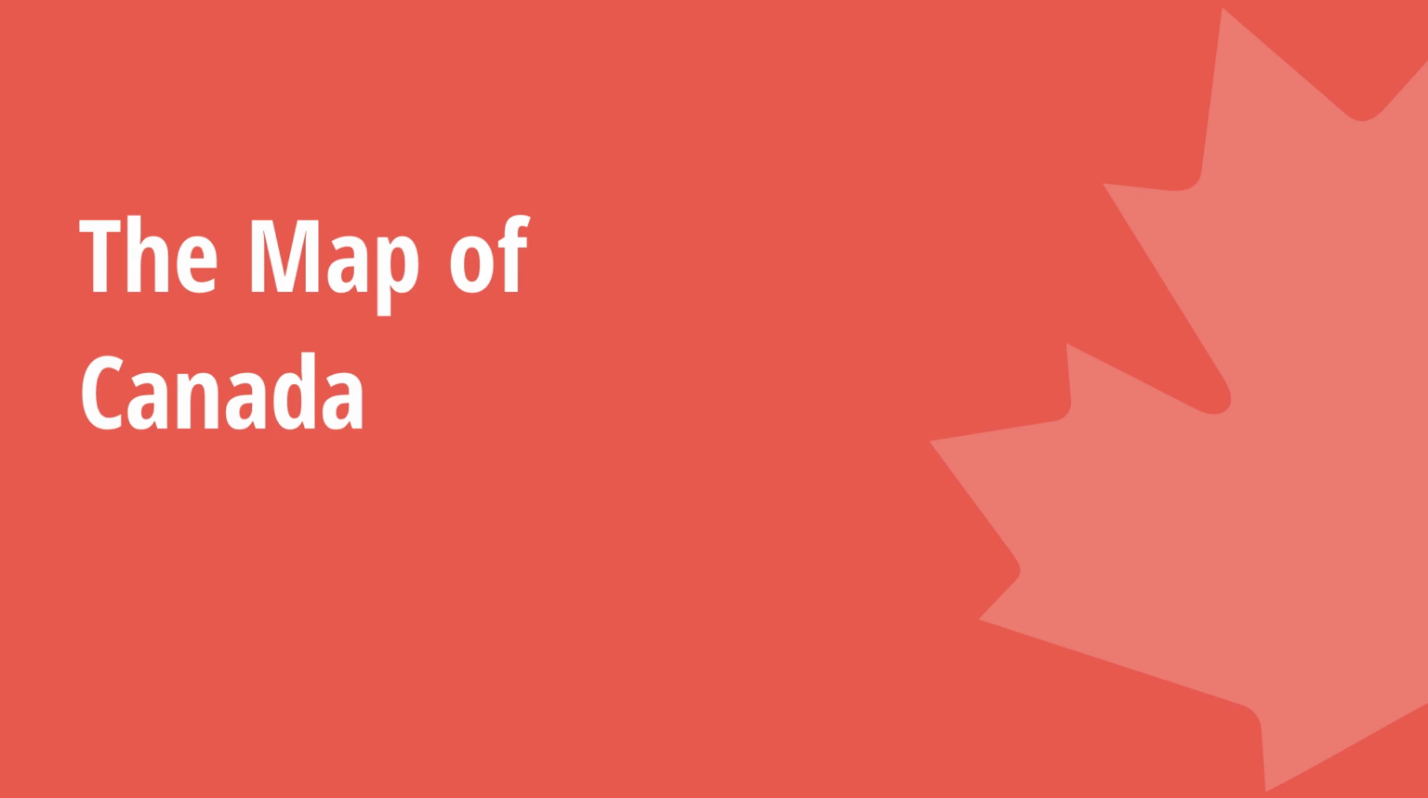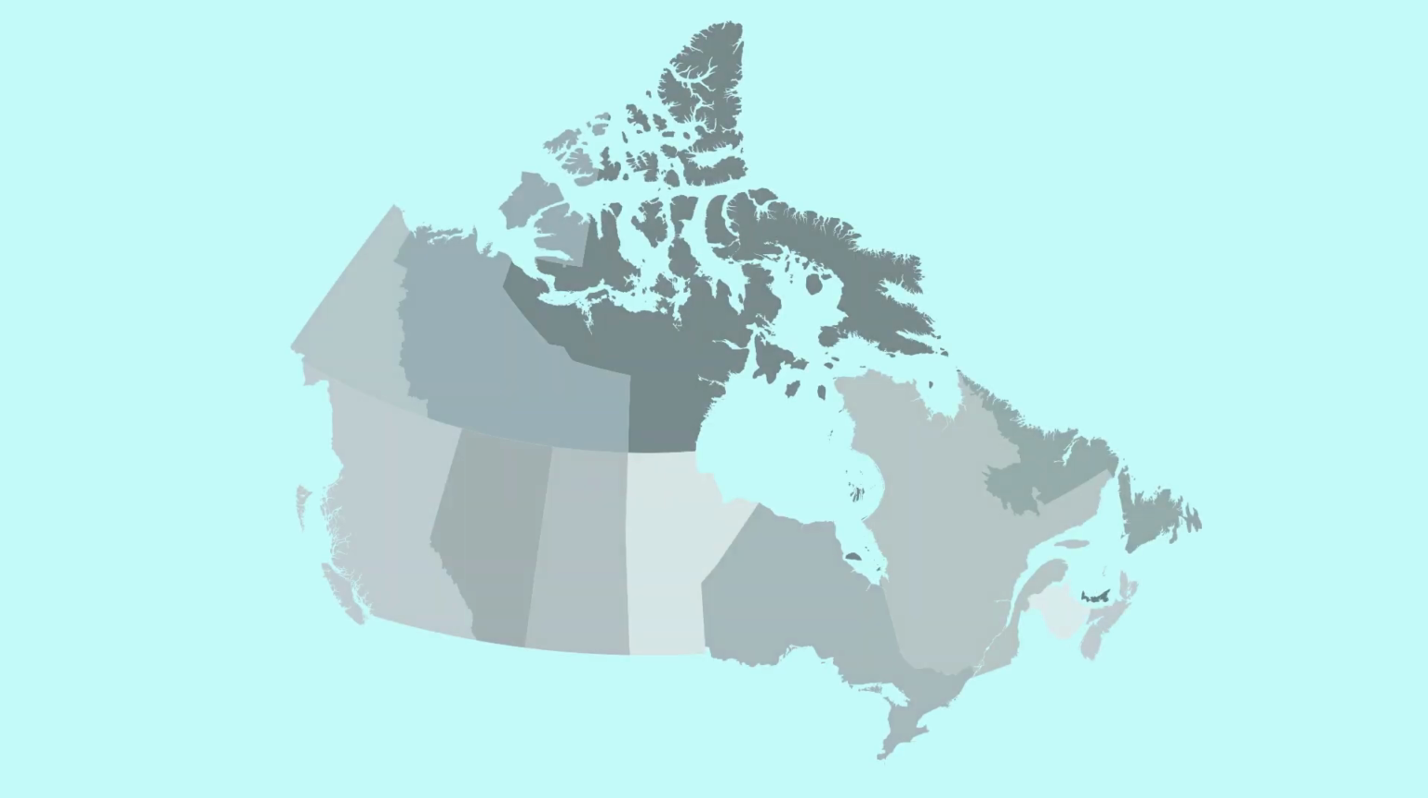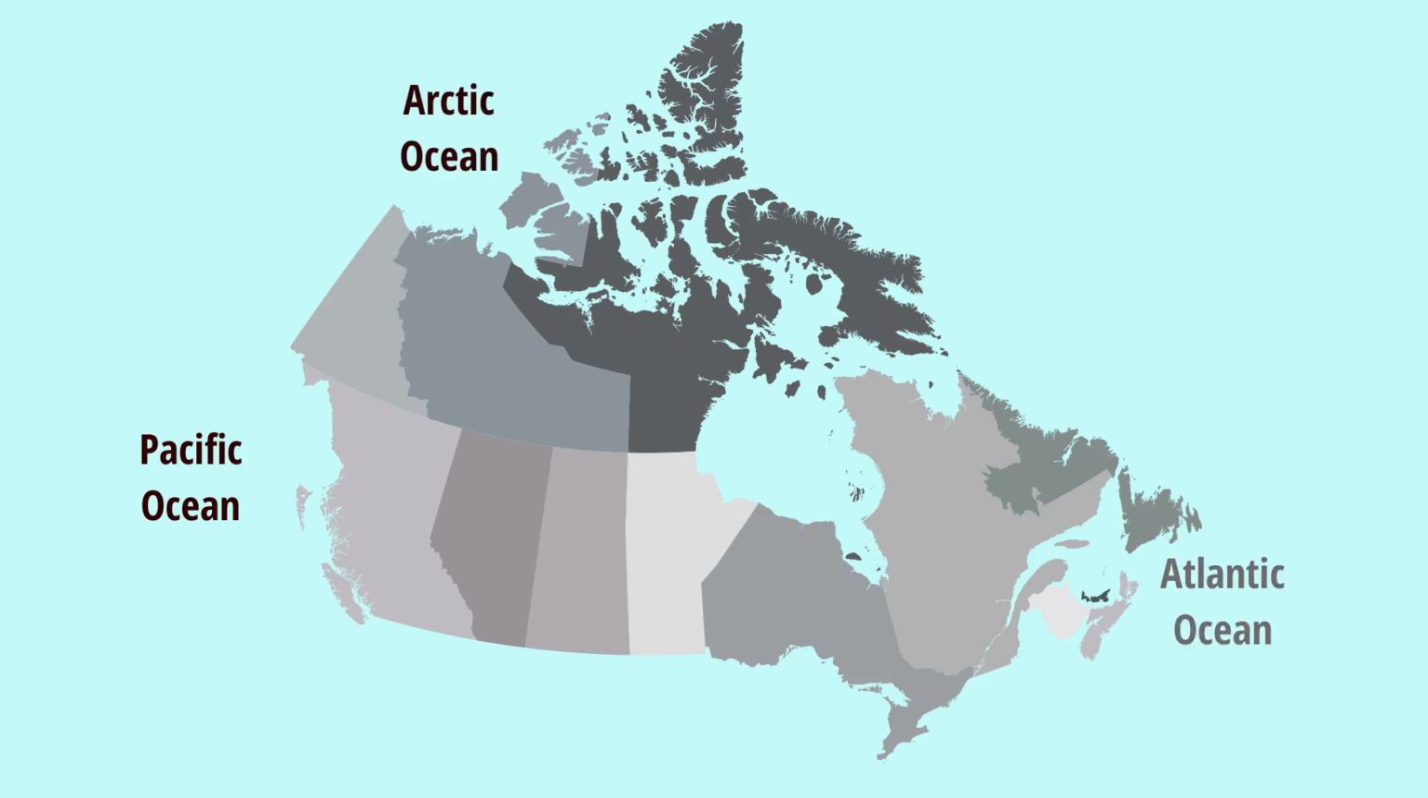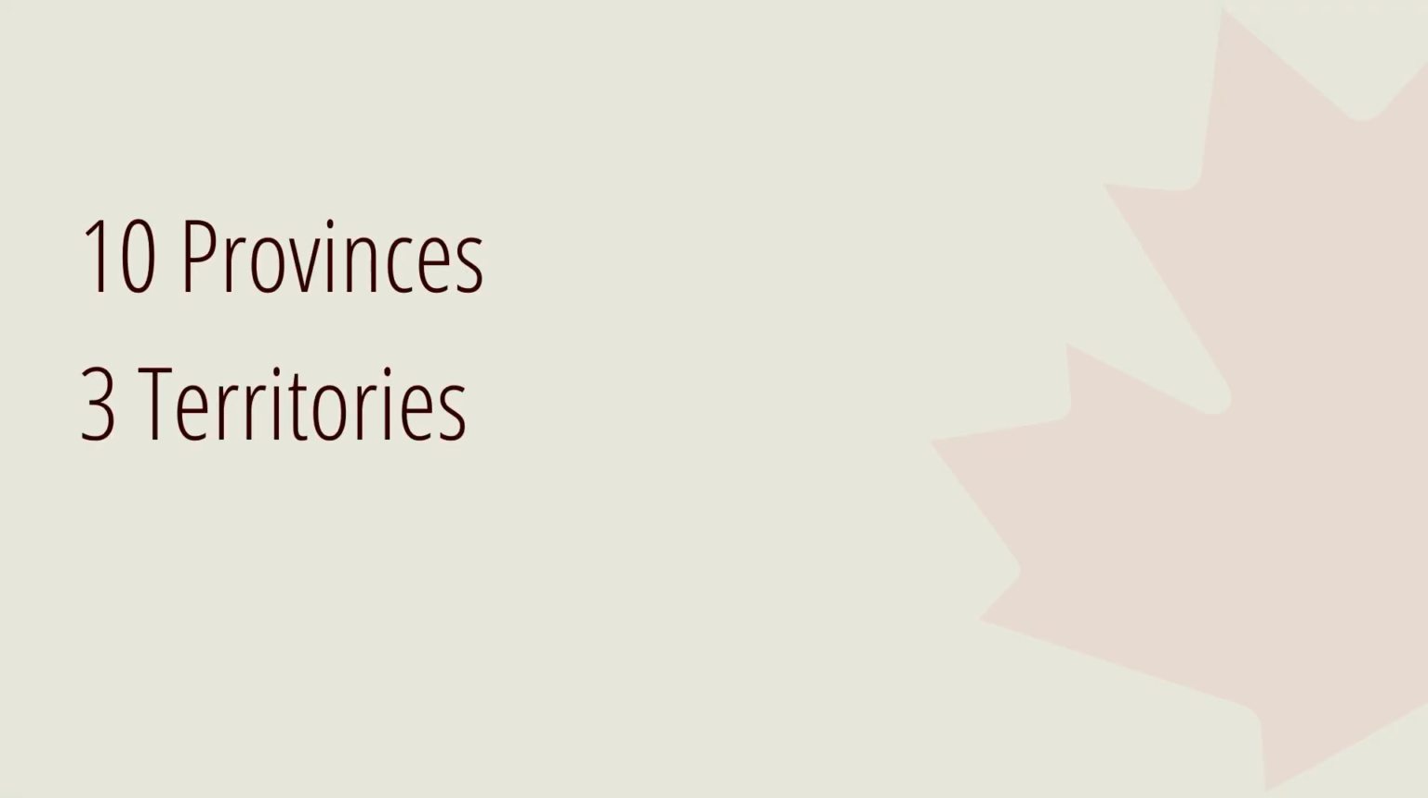Okay, now let's look at some Canadian geography. You can see on the map that Canada is surrounded by 3 oceans, the Pacific to the west, the Arctic to the north, and the Atlantic to the east. Along the southern edge of Canada is the United States border. Canada has 10 provinces and 3 territories. All 3 territories are in Canada's north.